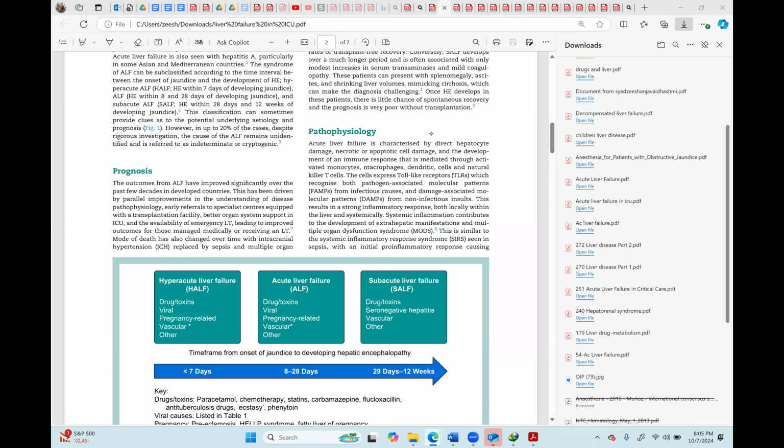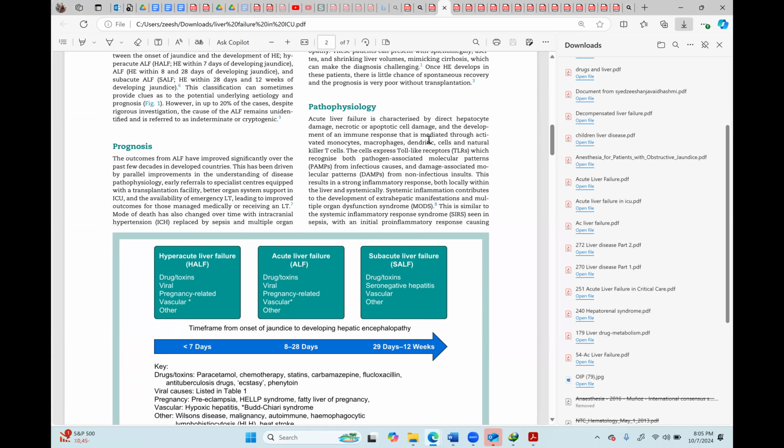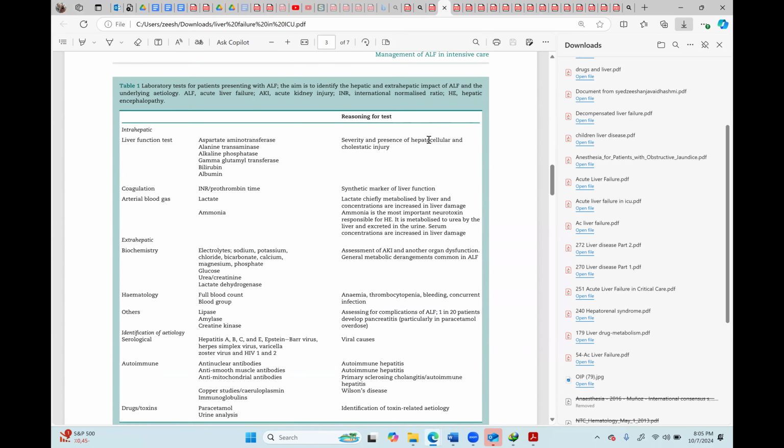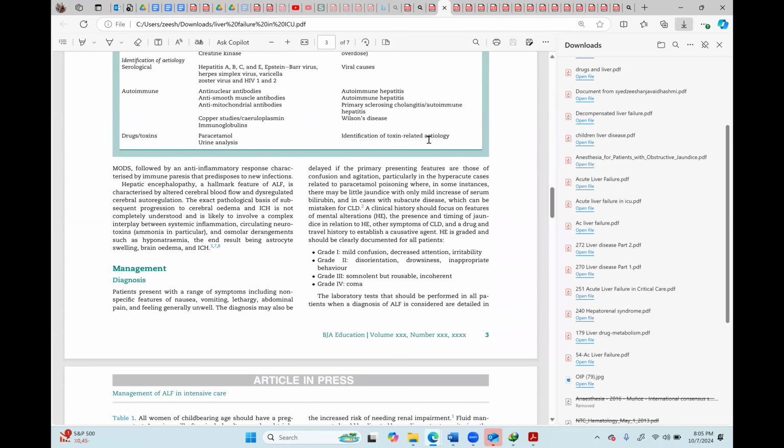What do you think? What will be the management strategies in a patient with acute liver failure? Yes, would you like to say?